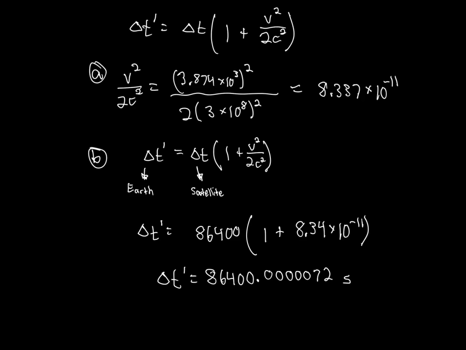Times the whole quantity, 1 plus 8.34 times 10 to the negative 11. Parentheses. Should get 86,400.00000072. Make sure when you plug it in your calculator, it's rounding to that many digits. If it's not getting you that, raise your hand.